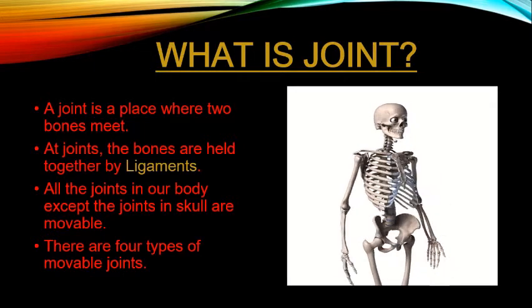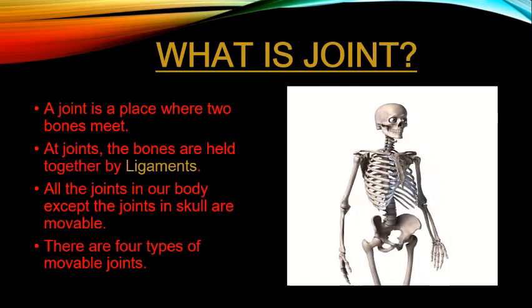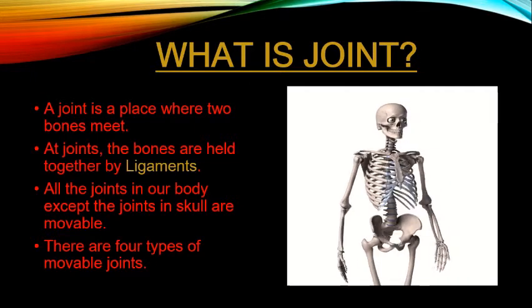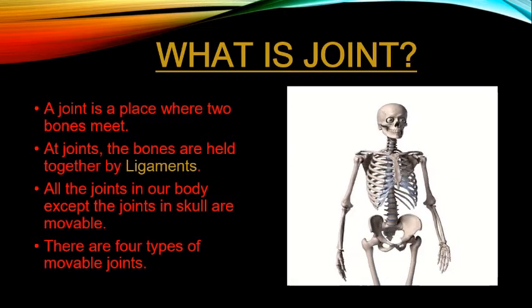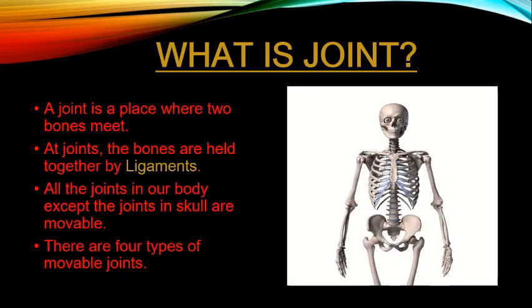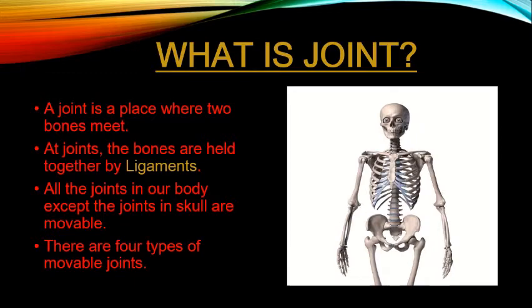Our body has more than 100 joints. All the joints in our body except the joints in skull are movable. So let us study about the four types of movable joints.